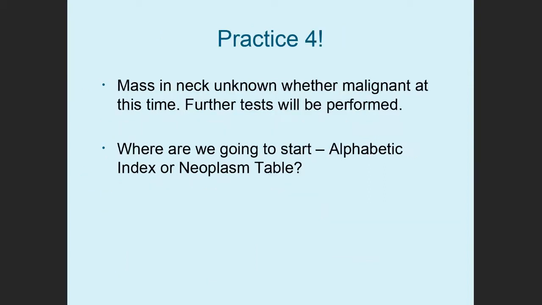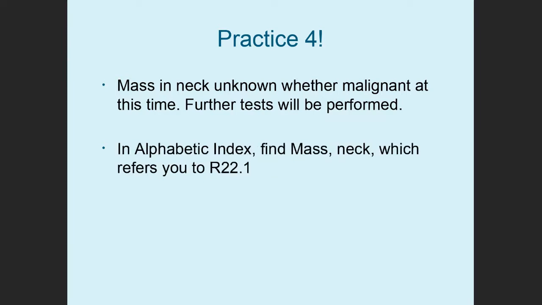So here's another practice. Again, turn off the recording and try to code it yourself. Mass in neck, unknown whether malignant at this time. Further tests will be performed. So where do we start? We start at the alphabetic index. So in the alphabetic index, find mass, neck, which refers you to R22.1.